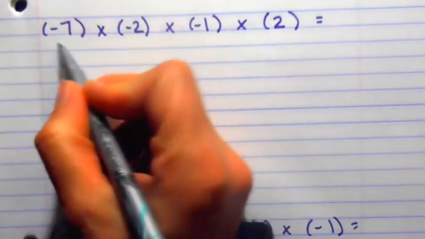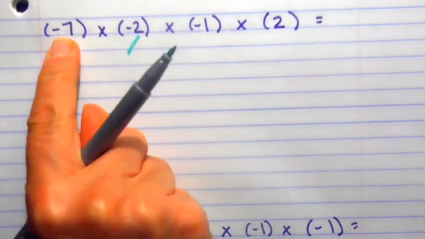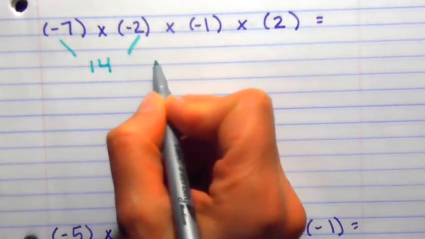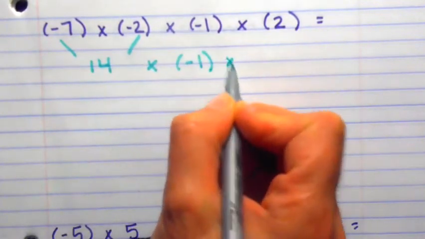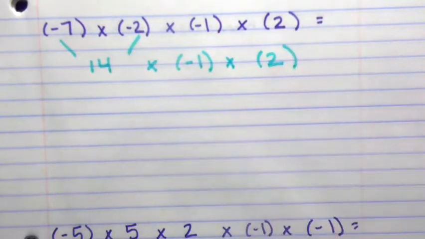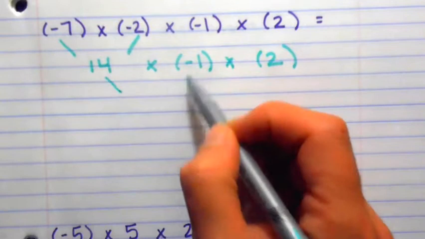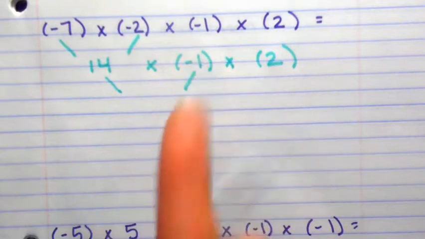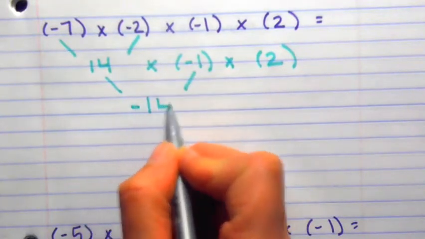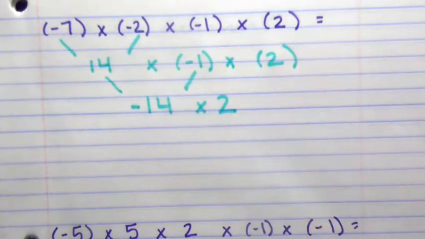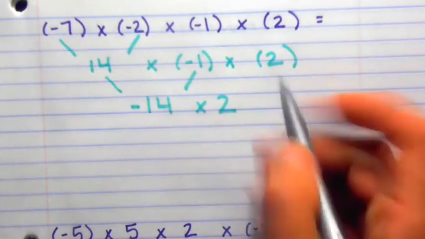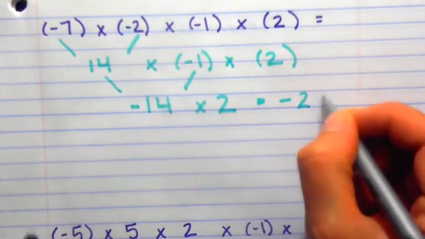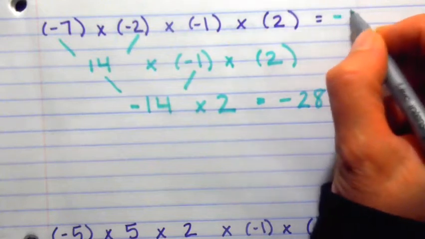Okay, just start again with the first two. I've got -7 times -2. The signs are the same, so the product is going to be positive, and I'm dropping everything else down. And then I do 14 times -1. A positive times a negative, the signs are different. My product is negative. And finally, -14 times 2. I know my answer is going to be negative because my signs are different, and my product is 28. -28.